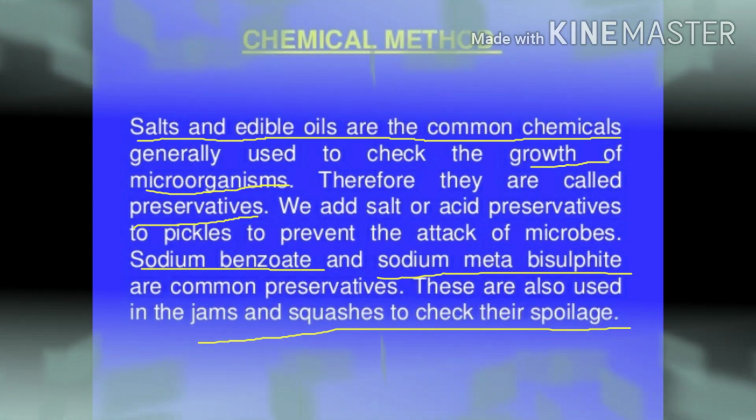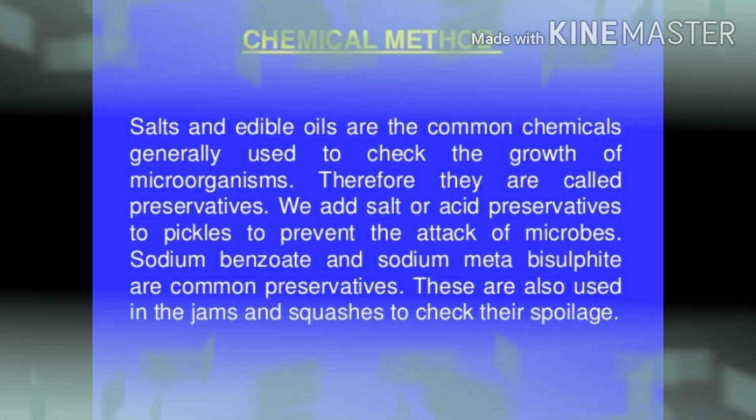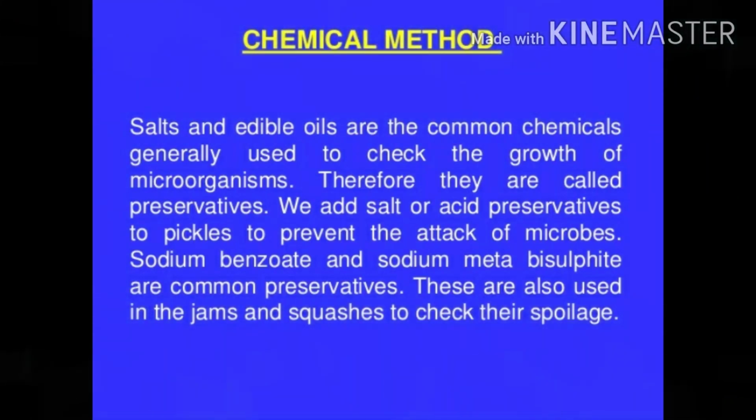Sodium benzoate and sodium metabisulfite are common preservatives. They are also used in jams and squashes to check their spoilage. Here, squashes are fruit liquid or juice. In the chemical method, the preservatives we have discussed are salt, edible oils, sodium benzoate and sodium metabisulfite. These are preservatives which can prevent the food from spoiling and from decomposition by microbial growth.